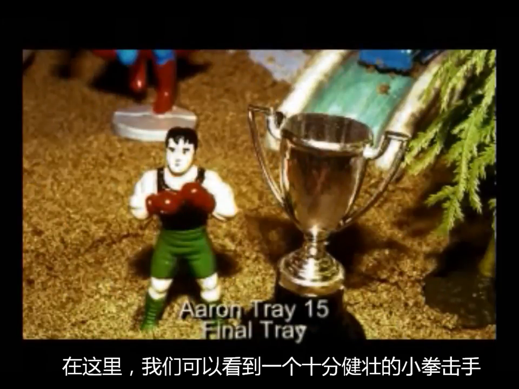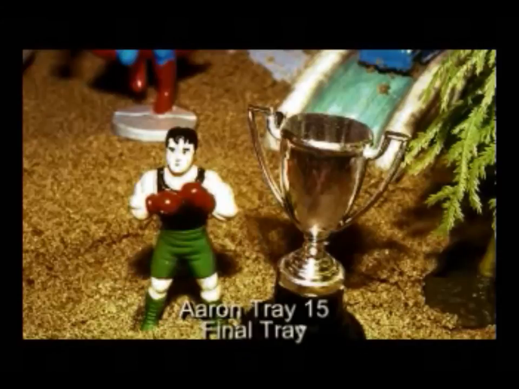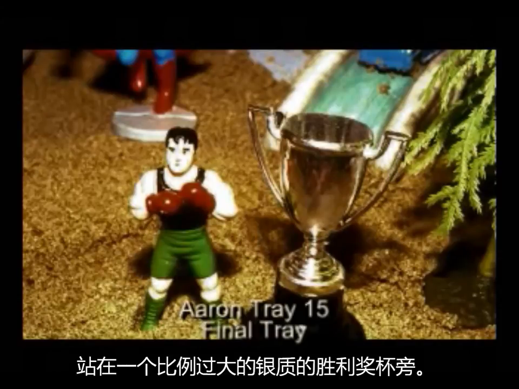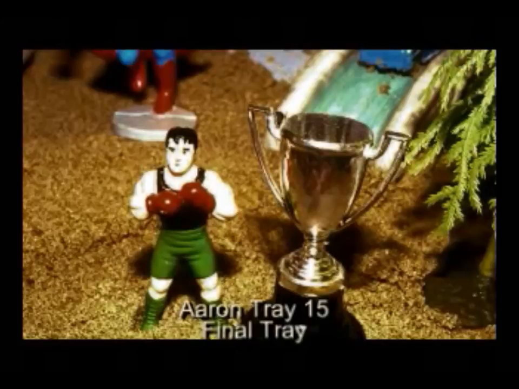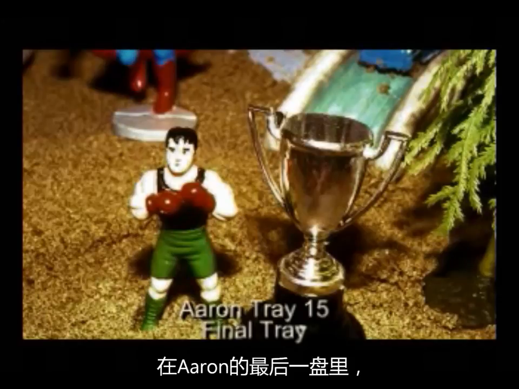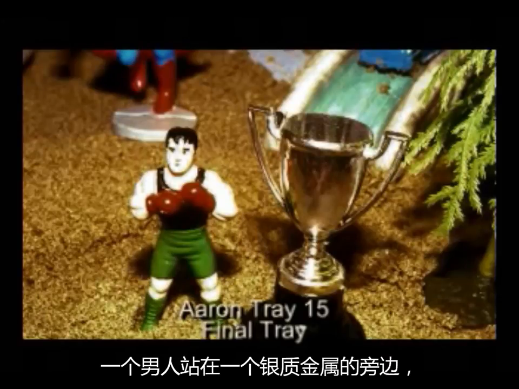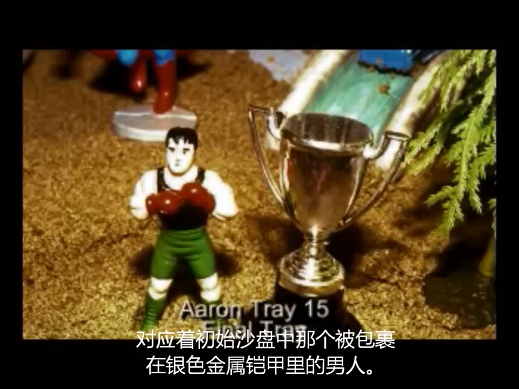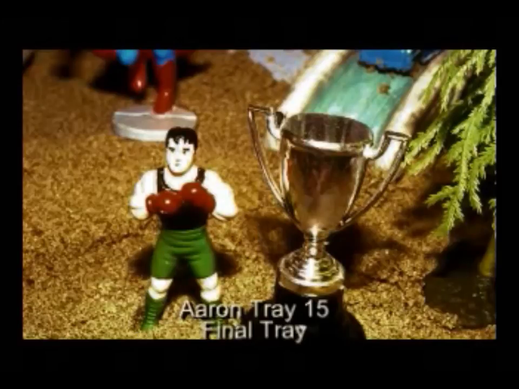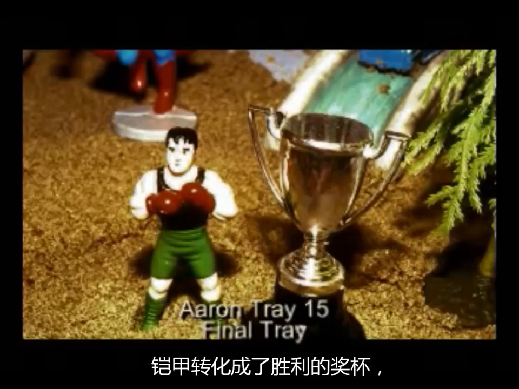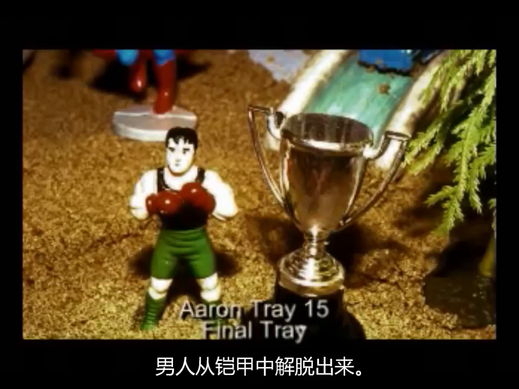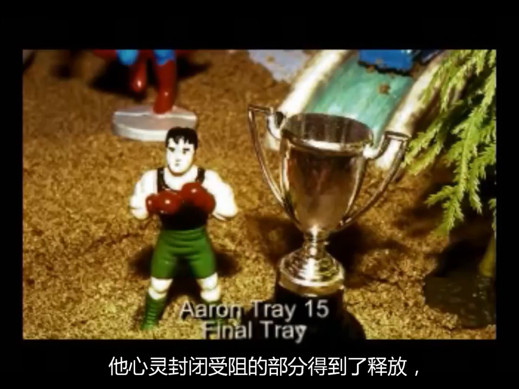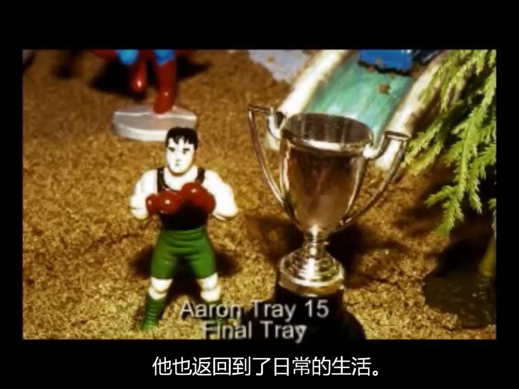Here we see a very fit and tiny boxer next to what in proportion is a gigantic victory cup of silver. So what we see here in Aaron's final tray is a man next to some silver metal. It reflects the silver metal encasement of the knight in Tray 1. But here what's happened is it's transformed into a victory cup, and the man is no longer encased in it. His spirit has been released, and he is returning to normal life.